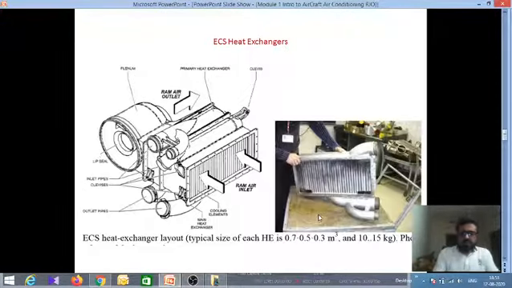Now the heat exchanger I was talking about, this is the schematic of the heat exchanger. A real picture is here. You can see the hand of a person, and you can have an idea about the size of it. It is 7.7 by 0.5 by 0.3 meter cube, and only 10 kg in weight. The weight is very important in a flight and needs to be controlled.